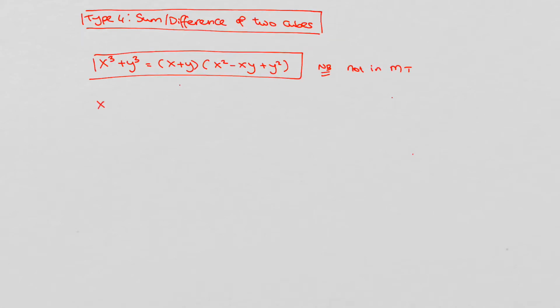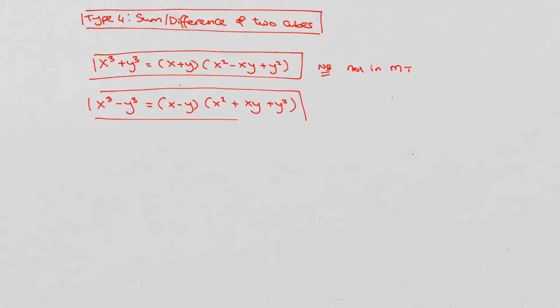And if we look at the difference of two cubes, so x cubed minus y cubed, the only thing that changes here in the rule is the sign. So in other words, x plus y becomes x minus y, and then the minus xy becomes plus xy. So we need to know both of those off by heart, along with our difference of two squares. Okay, so let's have a look at an example.